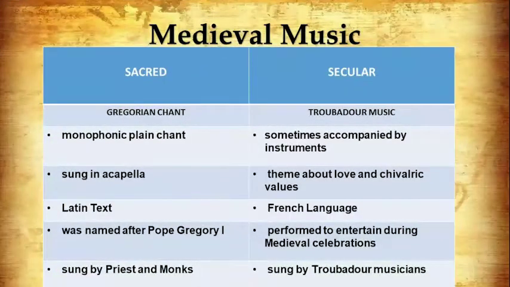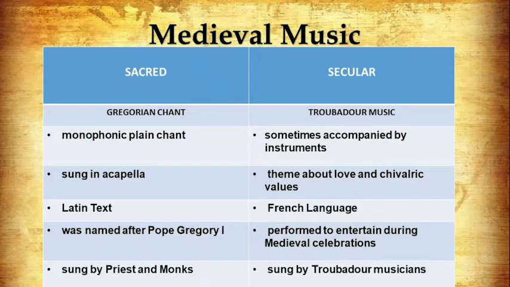To summarize our lesson today, let us have a short recap. Medieval music is classified into two: the sacred or religious music and secular or non-religious music. For sacred music, we have the Gregorian chant, while in secular music, we have the troubadour music. Gregorian chant is a monophonic plain chant. It is sung a cappella. It has Latin text. It was named after Pope Gregory I, and it is sung by priests and monks.